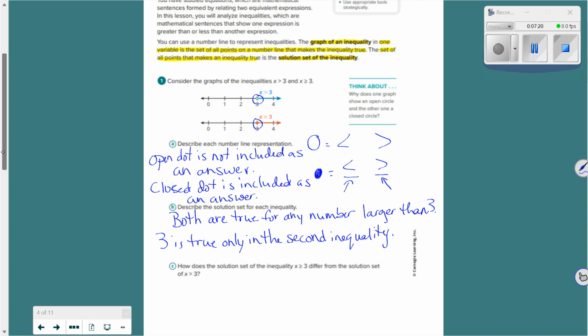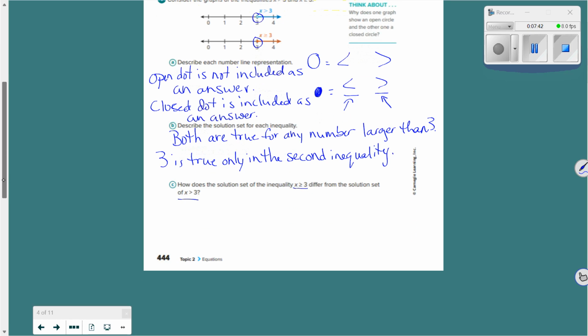Okay, so again, it comes down to this: if that circle is open, it means it's not part of the solution set. We don't include it. If that circle is closed, it means it is an answer. It is a valid answer to what we're asking or showing. So how does the solution set of the inequality x greater than or equal to 3 differ from that of x greater than 3?